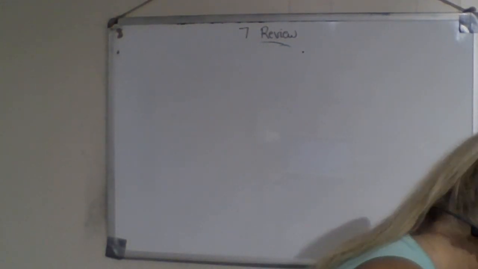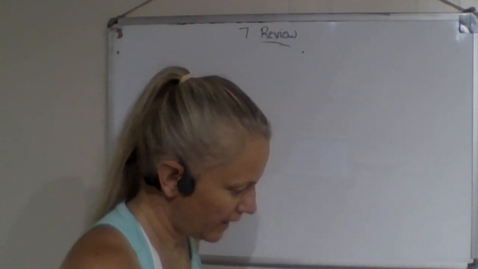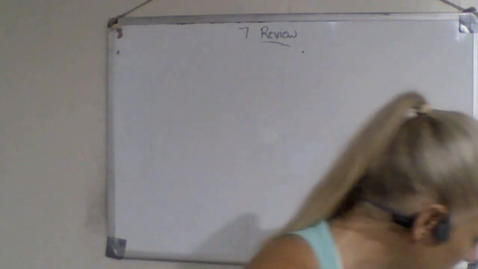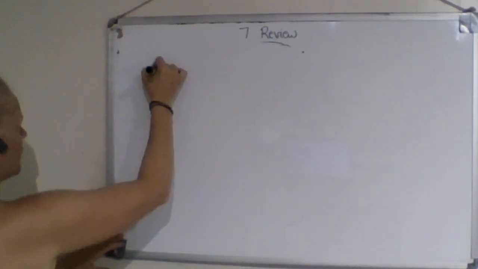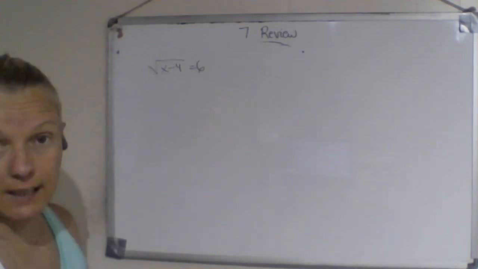Now we're going to flip the page. We're moving to 7.6, which is solving radical equations. They don't have a hard one in there, so we're going to work an extra one before I let you work on your own. But if we have the square root of x minus 4 equals 6, these are the easy kinds, right?